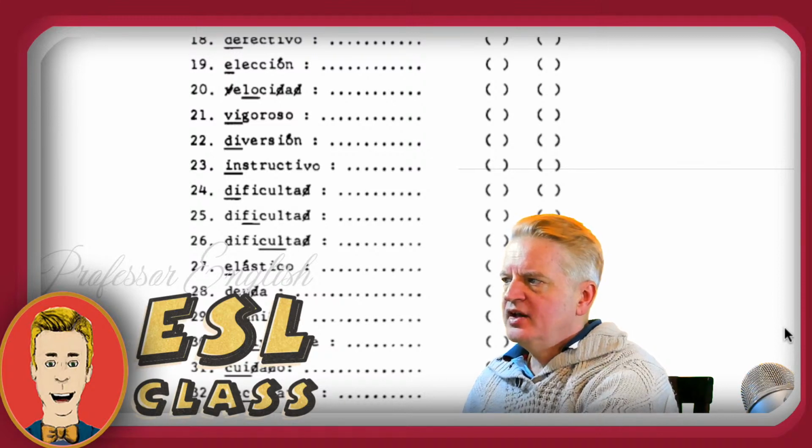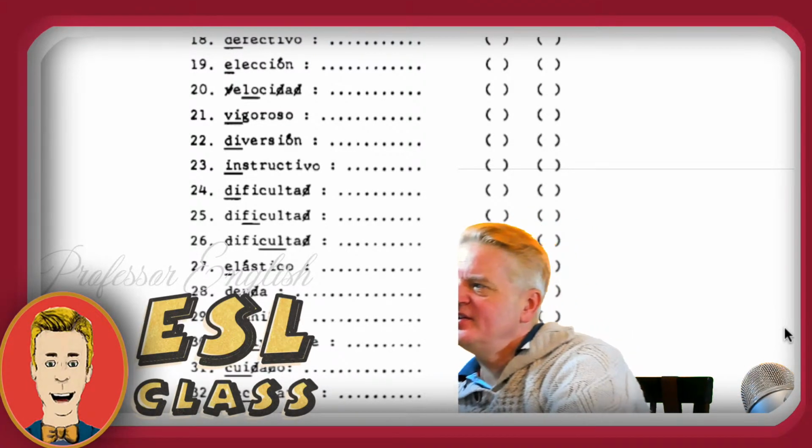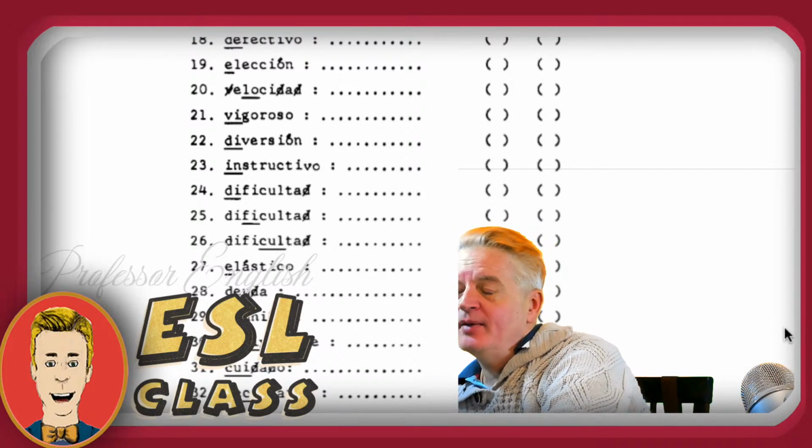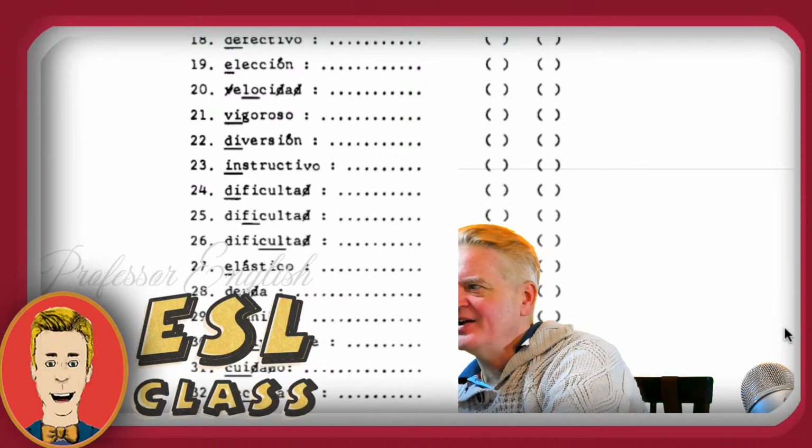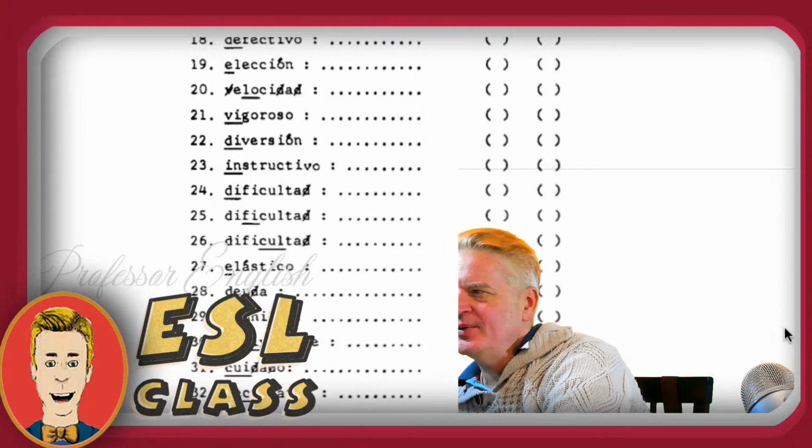24. 24 is dificultad. Where's the accent on that? Dificultad. I probably read the rule about where the accent should be, but I've forgotten. Dificultad. But I wish they would say the whole word. That would help me so much. But the syllable is di. 25.